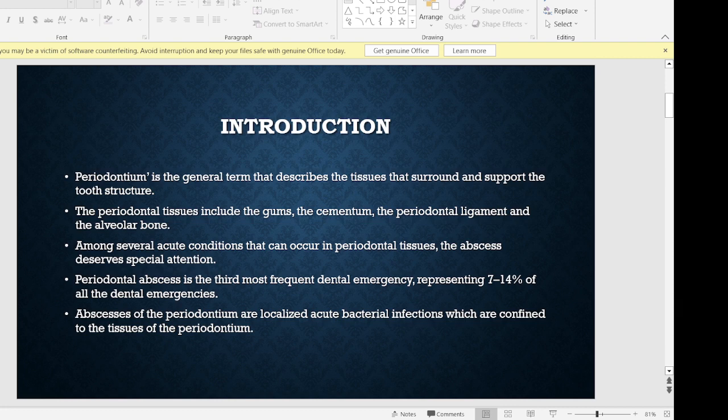Among several acute conditions that can occur in periodontal tissues, the abscess deserves special attention. Periodontal abscess is the third most frequent dental emergency, representing 7 to 14% of all dental emergencies. As we know, in the treatment plan, our first emergency case will be the treatment of any kind of abscess. When the patient first visits you, we should always go for emergency treatment for draining the abscess. Abscesses of the periodontium are localized acute bacterial infections which are confined to the tissues of the periodontium.